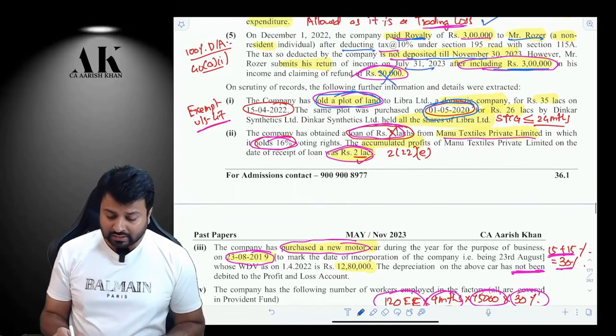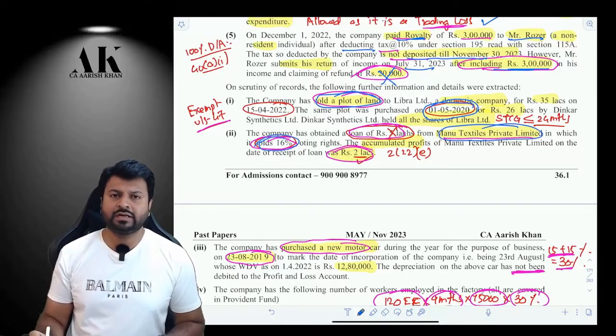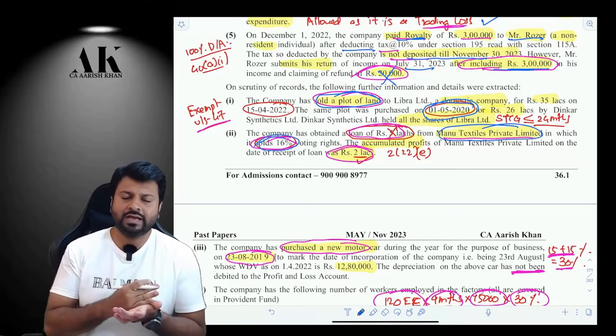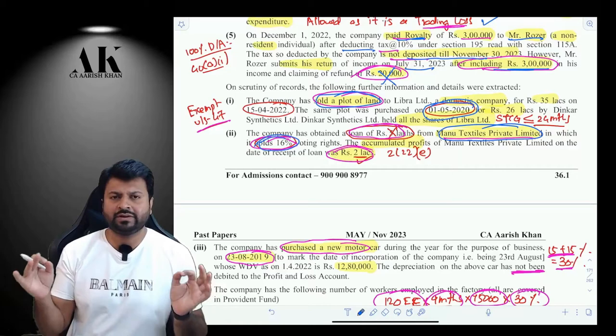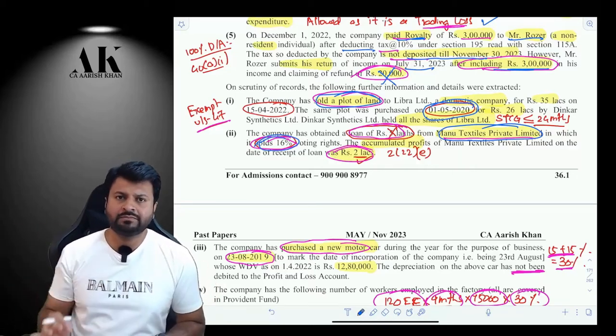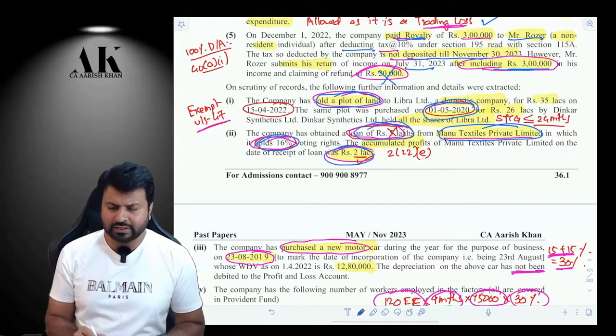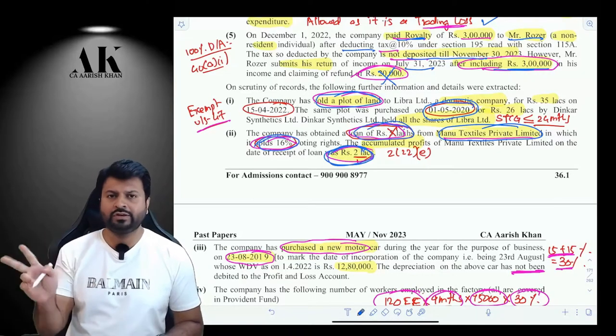Next one. You are having some 16% shares in the private company. Private company means a closely held company. So if any person has a 10% or more shareholding in a closely held company, and if that company gives a loan to you, then that becomes deemed dividend. But the deemed dividend cannot be more than the accumulated reserve. Therefore, the loan is 2 lakhs and the accumulated reserve is 5 lakh. Therefore, the deemed dividend will be only 2 lakh under 222E.